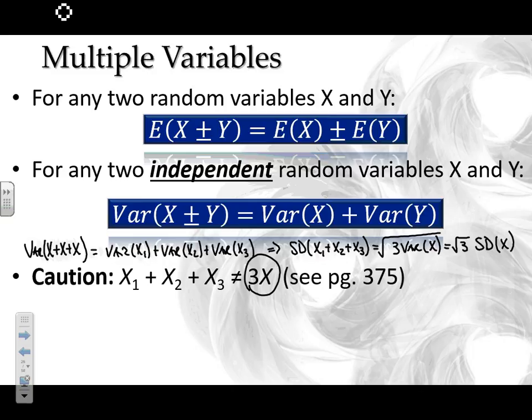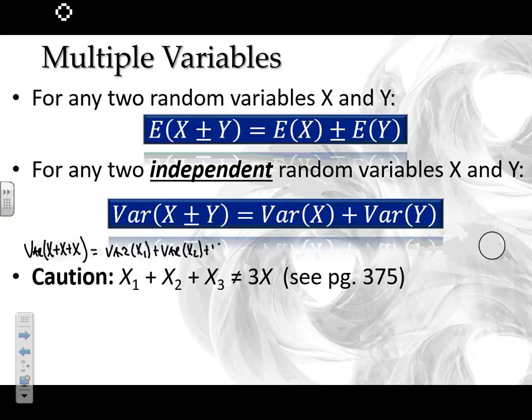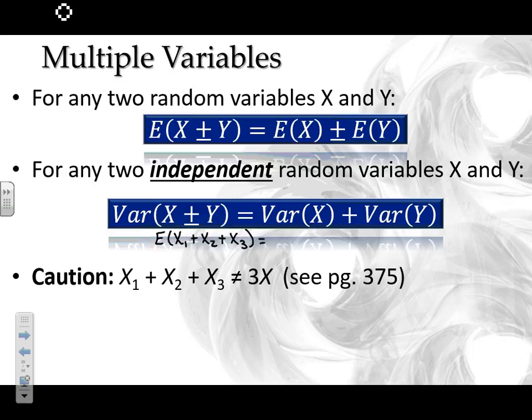So when you're doing these problems, even if you're doing the same variable over and over again, don't get caught up in the trap that that is the same thing as 3 times the value of the variable. Okay? Now, there are some shortcuts you can use on these. So if I do have x plus x plus x, if I want the expected value of x1 plus x2 plus x3, well, if I take the mean of x plus the mean of x plus the mean of x, that's just 3 times the mean of x, right? So that is one you can just do straight up.